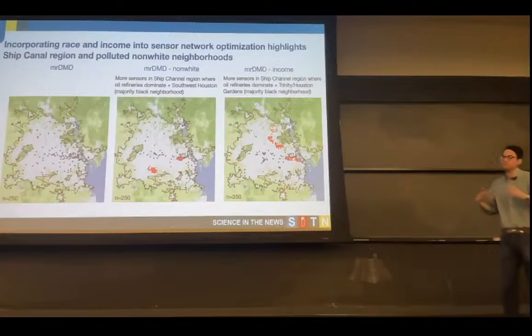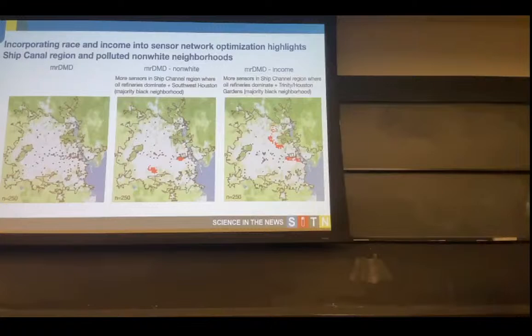If we look at both race and income incorporated data, we see a specific neighborhood in particular is highlighted. It's called the Ship Channel region in Houston. This is where all these chemical and oil refineries lie. It's super undeveloped, very low income, very non-white, long stretches of underdeveloped land. A lot of diesel trucking emissions go through there. And most importantly, this is where all these chemical and oil refineries are. The rate of childhood leukemia is 56% higher than the national average in this area. So it's a very well-known polluted region.